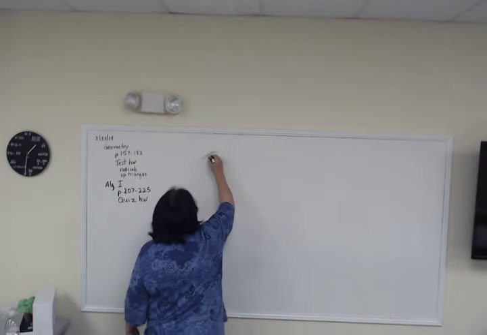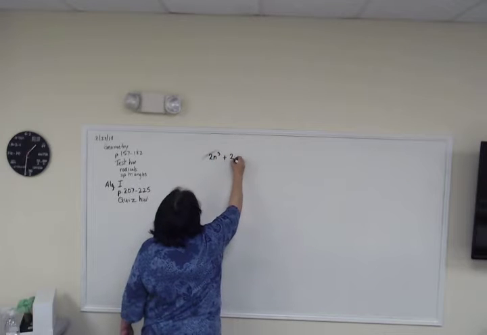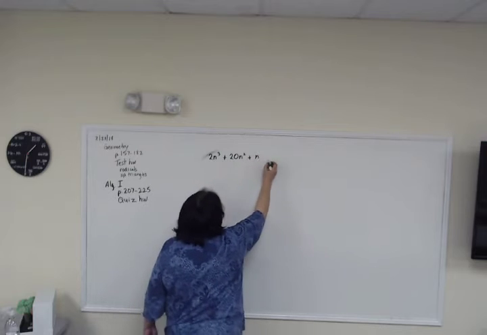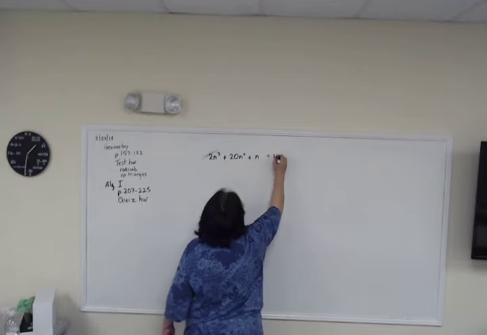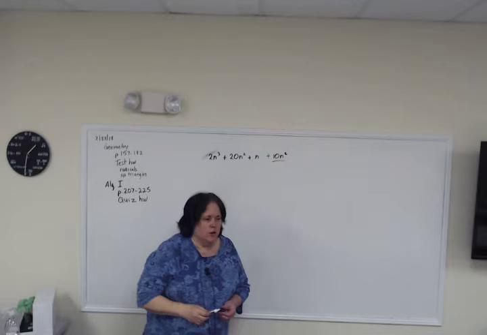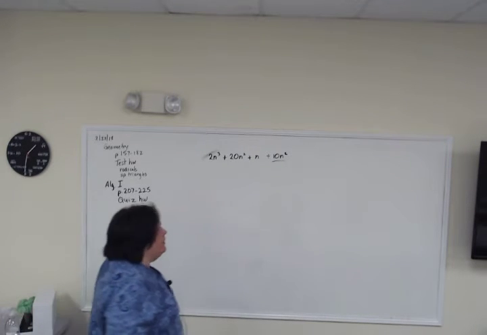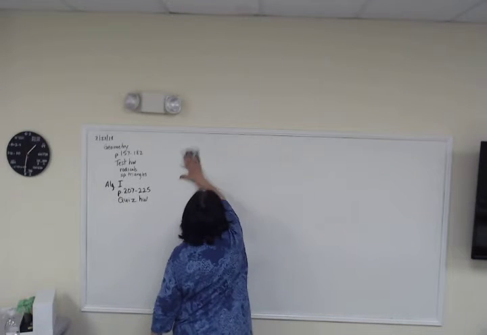2n cubed plus 20n squared plus n divided by 10n squared. Well, that's a monomial. That's the same thing that we just did, right? We're just going to cancel. But we're looking for one that's divided by a binomial.